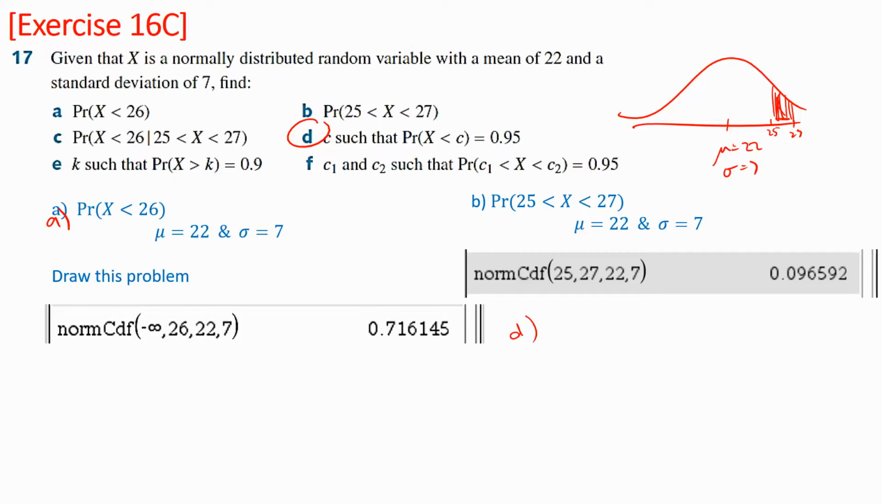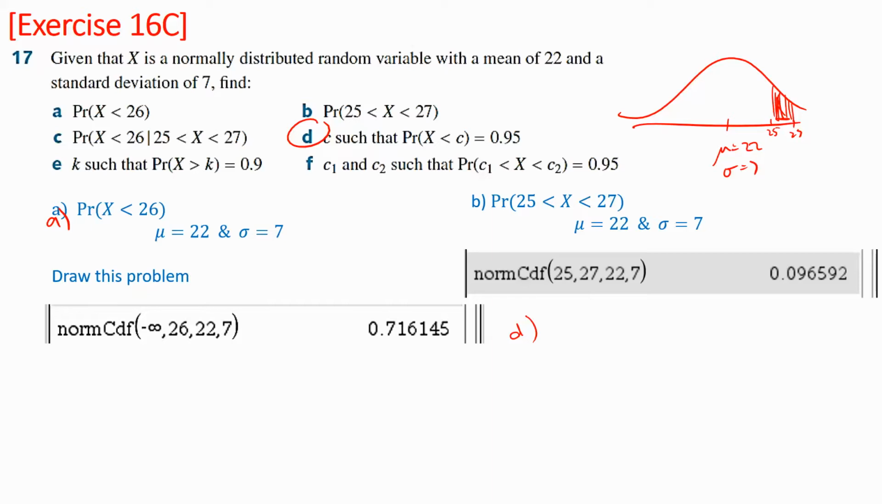Alrighties. Answer the question. Yep. C is conditional probability, same thing. So yeah, I'll do C too actually. I'll do D and then I'll come back to C. So D, x less than C.